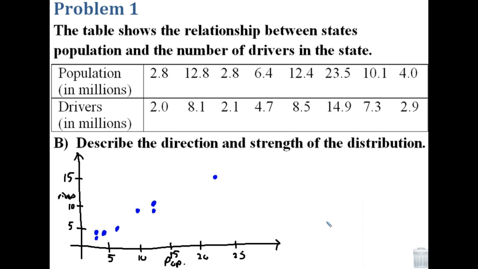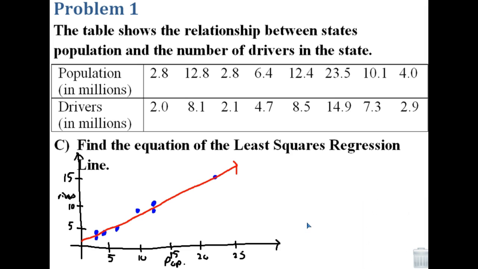All right, part B asks us to describe the direction and strength of the distribution. In other words, describe its correlation. It looks like things are correlated. It looks like there's a pretty clear pattern. As my population goes up, the drivers go up as well. So it's definitely positive. I'd say this is a strong positive correlation, because things mostly fall in a straight line, things mostly match up here.